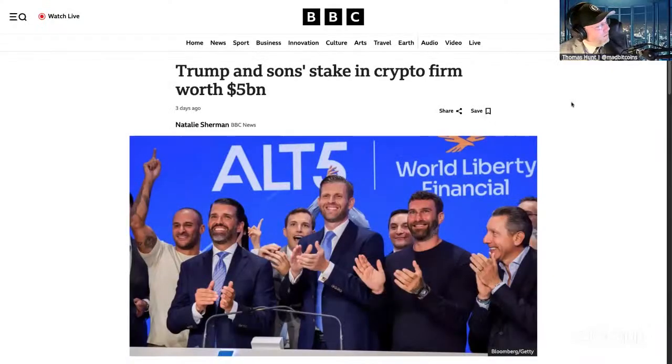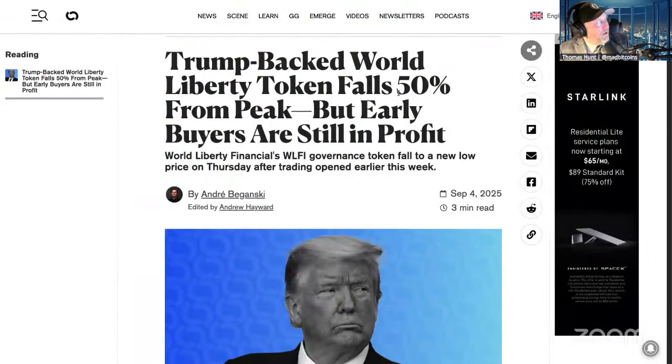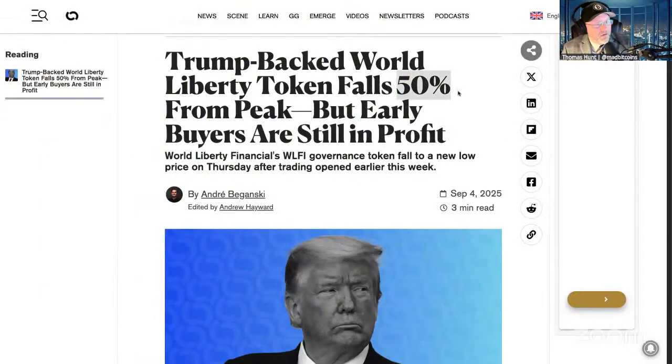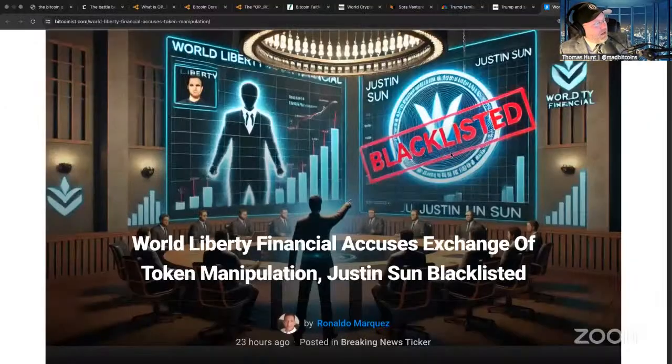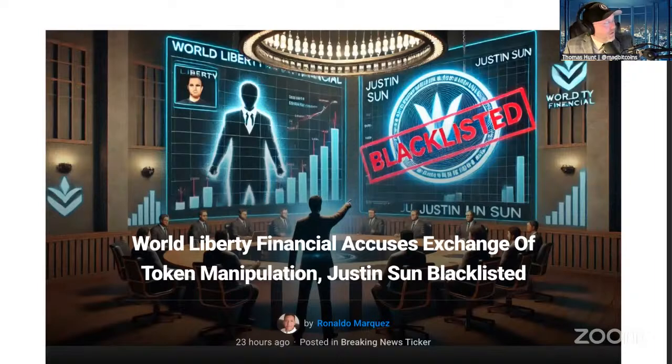Their World Liberty Financial firm has made $5 billion, at least on paper. And that seems to be $5 billion that's going down every single day. World Liberty Financial is down 50% from its peak, so presumably they made $2.5 billion, still very good. And they're having lots of troubles and debates about what they should do with the fees and if they should burn them. But there's an even larger story rocking World Liberty Financial.